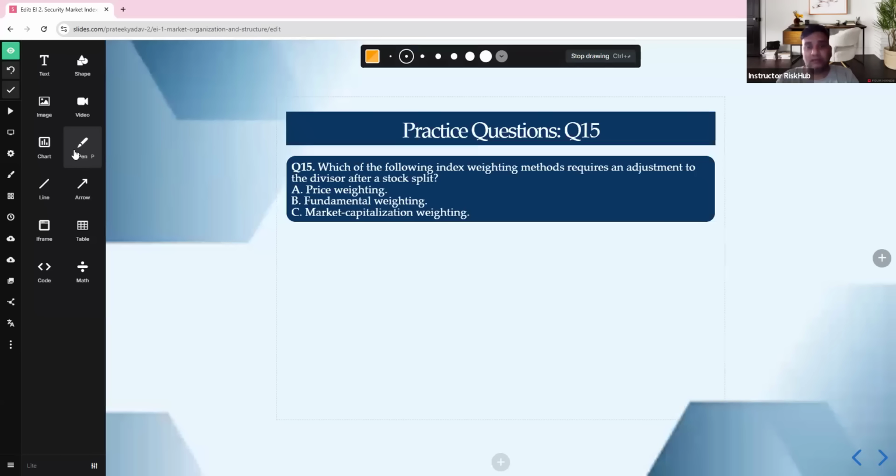Question number 15: which of the following index weighing methods requires an adjustment to the divisor after a stock split? Right, we understand that is price weighted. Price weighted is affected by your price change, so it needs your adjustment.